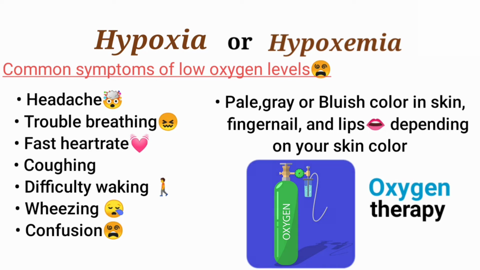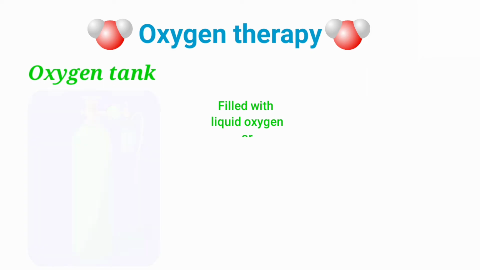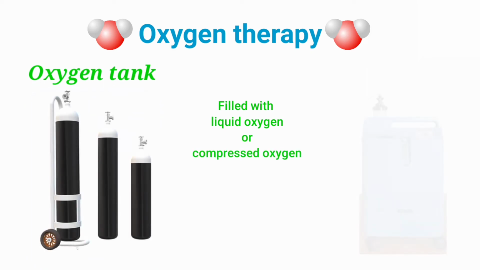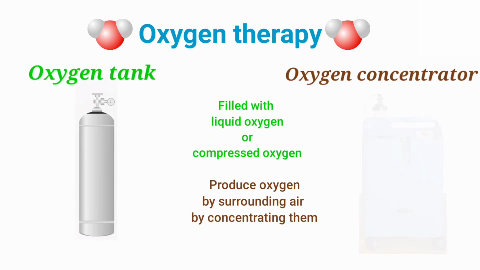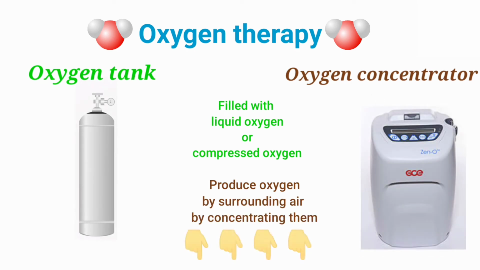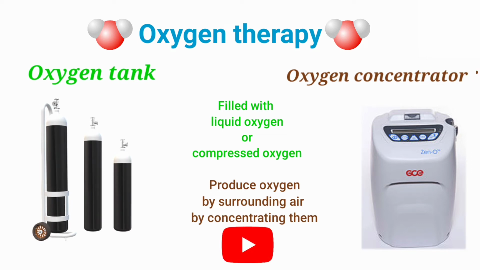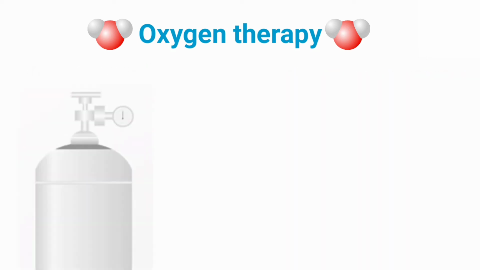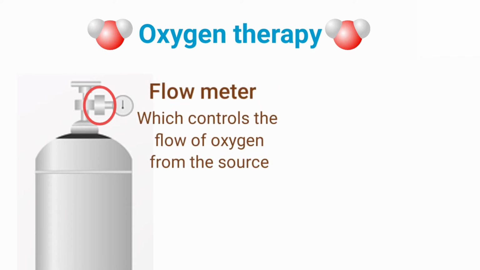And you can get oxygen therapy either with this oxygen tank filled with liquid oxygen or compressed oxygen, or an oxygen concentrator like this, which produces oxygen from the surrounding air. I will post some links in the description as well as in the comments to YouTube videos to let you know how to set up and use them. But there is always a flow meter which controls the flow of the oxygen from the source, whatever you use.